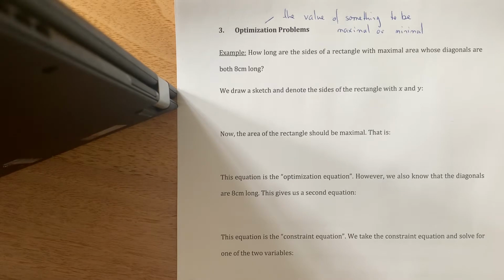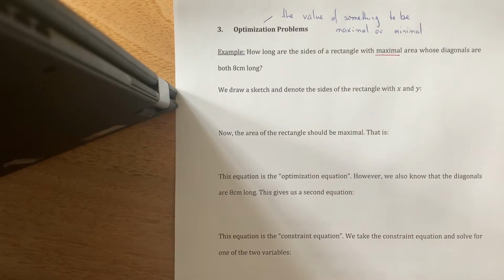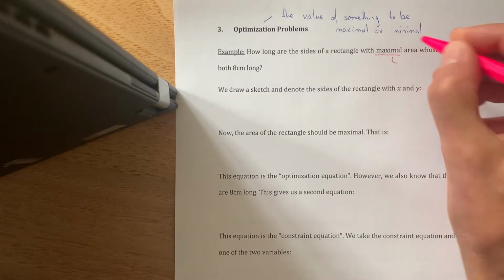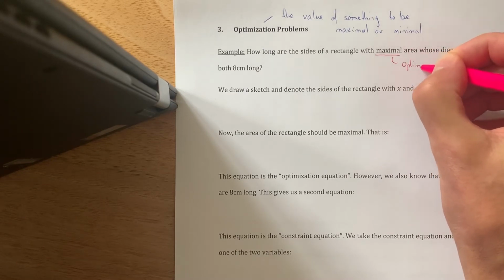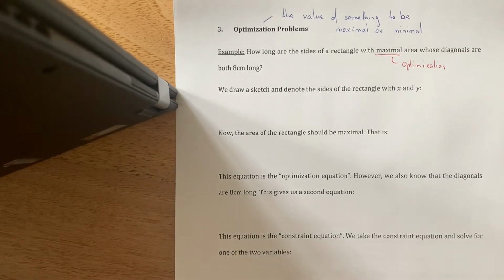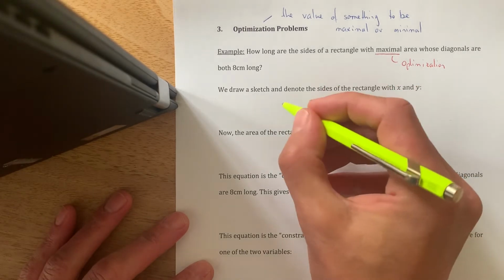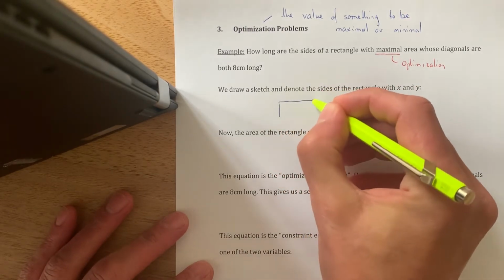Well, here's the example. How long are the sides of a rectangle with maximal area whose diagonals are both 8 centimeters long? Okay, so here you see we want the area of a rectangle to be maximal. So this maximal means that we are dealing with optimization. So how are we going to approach this problem? Well, of course, since we are dealing here with some kind of geometrical problem, we are going to start by drawing a sketch. So we have a rectangle like this.